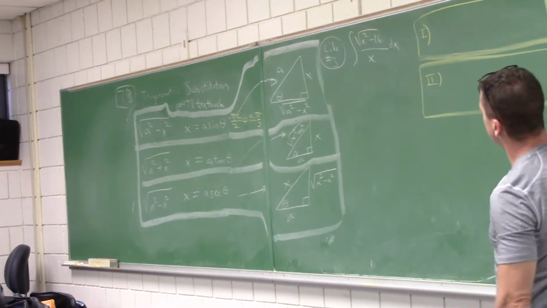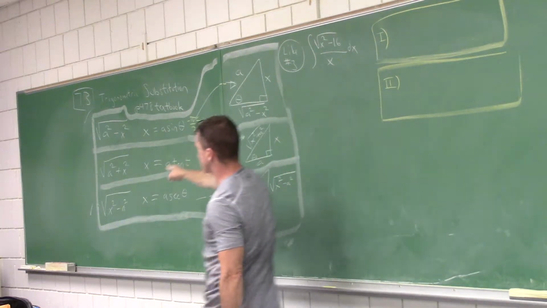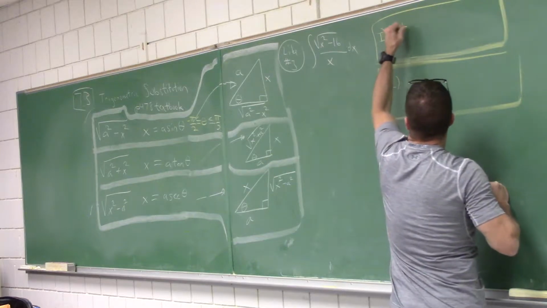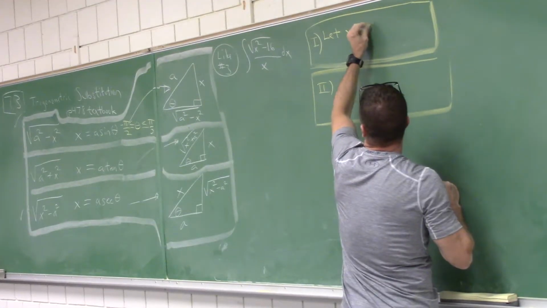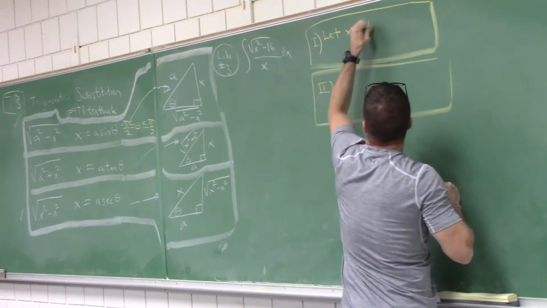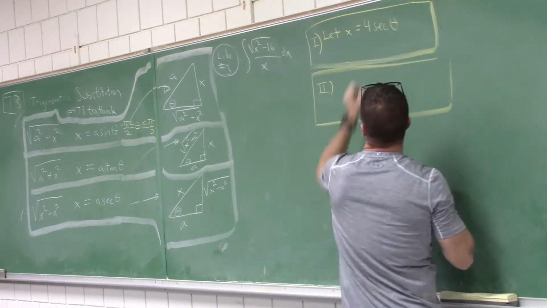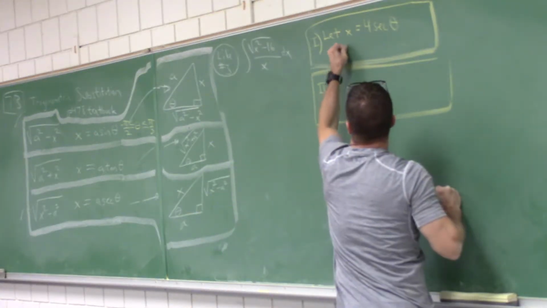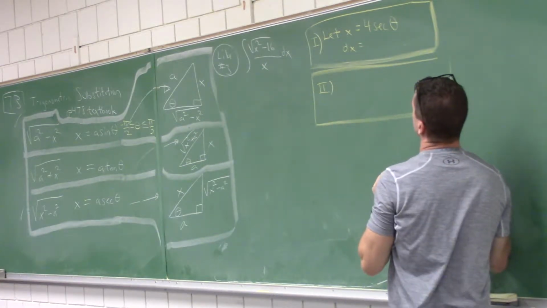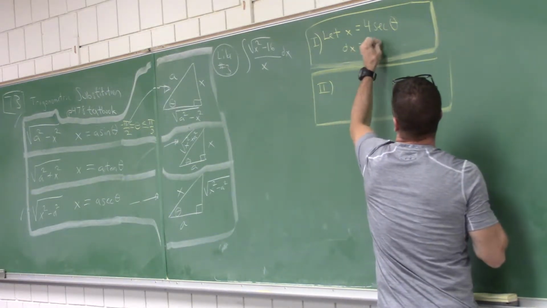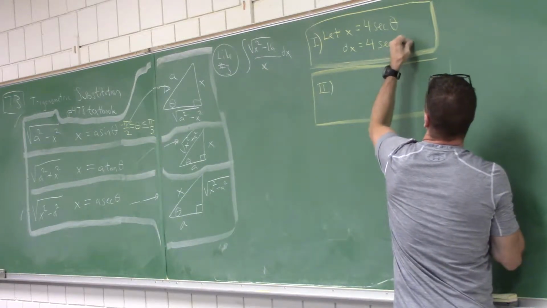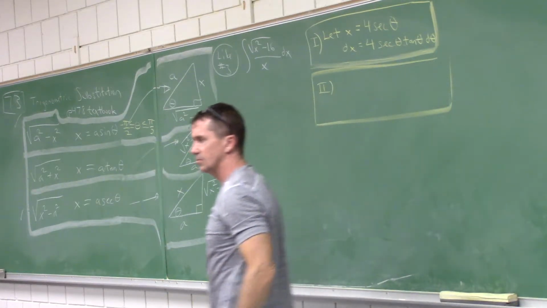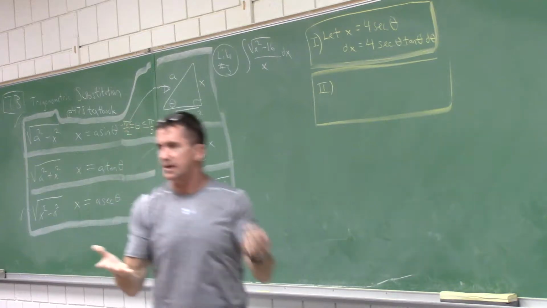All right, situation 1. Which one of those 3 is it? x squared minus 16. It's this one, right? What should I let x equal to? I should let x equal a secant theta. But what's a here? 4 secant theta. And we're talking about this triangle right here. The a is a 4. What would dx be? What's that derivative? 4 secant theta tangent theta d theta, right? Cool.